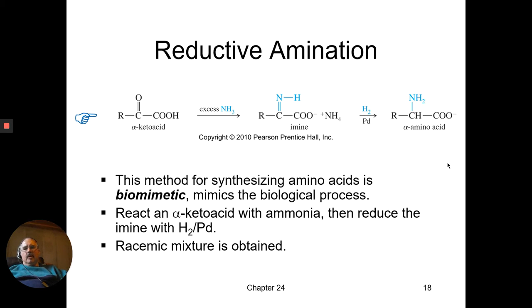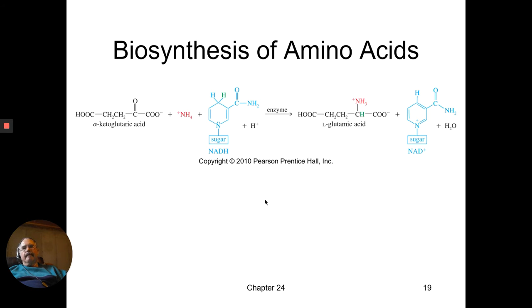This is actually similar, though, to what happens in biological processes. In fact, in biological processes, an alpha keto acid often is converted to an amino acid. Okay, and this is showing that. Using NADH, we have a reductive amination process that occurs.